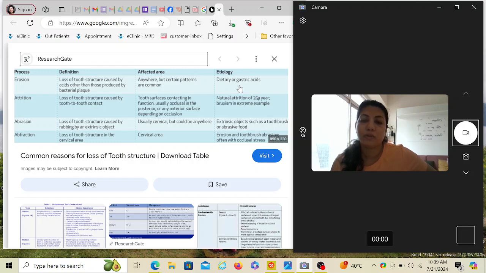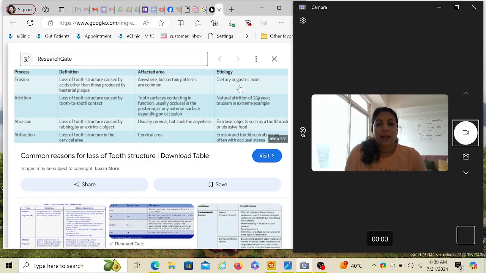Abrasion is loss of tooth structure caused by rubbing by an extrinsic object, which can be your toothbrush, tobacco, your fingernails, or keeping a pin or something. It's usually cervical, but it could be anywhere. So, if the question mentions the patient is using a very hard toothbrush or doing some form of friction on the teeth, then abrasion. Abfraction.